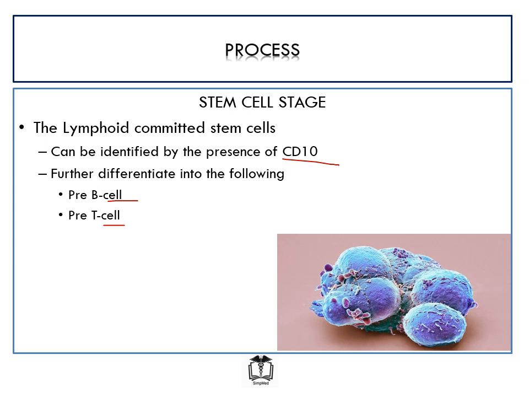Very important to note, lymphoid committed stem cells, because they are stem cells, have the ability to undergo self-renewal and also cell division and differentiation. However, we cannot morphologically identify them. So the only way we tend to identify them is the presence of the CD10 on their cell membrane.